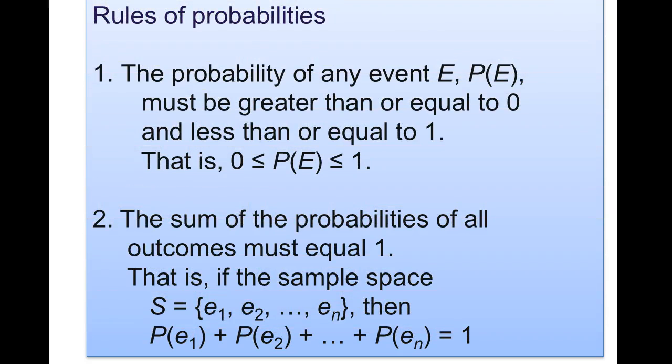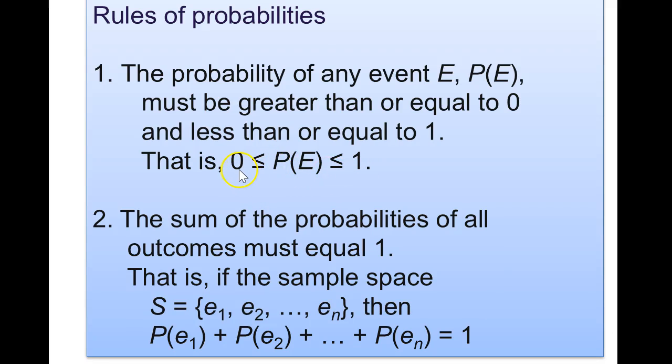Rules of probabilities. There are two really important rules of probability that we must always bear in mind. The first one is that the probability of any event E, noted as P of E, must be greater than or equal to 0 and less than or equal to 1. That is, P of E must land between 0 and 1, noted this way with two inequalities.